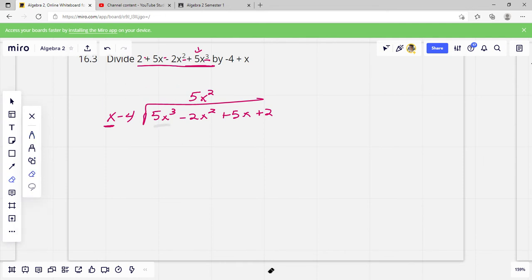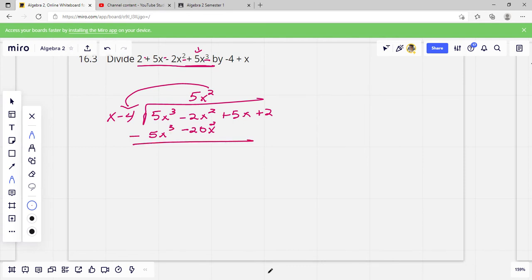Okay? All right. But before I do that, I have to multiply it times negative 4. So 4 times 5 will be negative 20, and then that would be x squared. And then this one would be 5 times x squared, which is 5x to the third. Okay, now I have to subtract this.